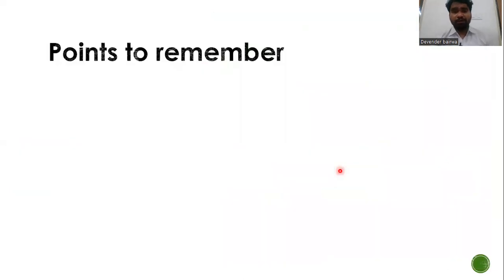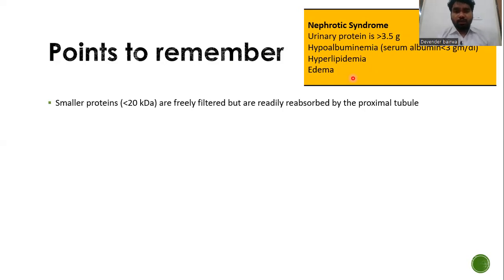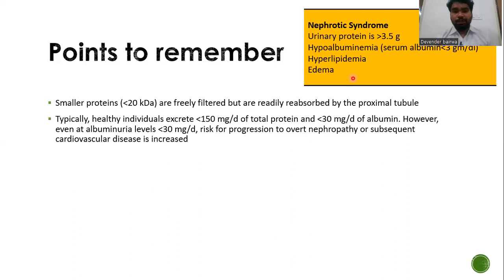So points to remember in patient of proteinuria. Nephrotic syndrome is said to be present when there is urine protein more than 3.5 gram per 24 hours. Hypoalbuminemia is there, it means serum albumin less than 3 gram. Hyperlipidemia is there, then edema is there. Suppose if somebody is having urine protein loss more than 3.5 gram per 24 hours but there are no other features of nephrotic syndrome, then we simply call it nephrotic range proteinuria. Smaller proteins less than 20 kilodaltons are freely filtered but are readily reabsorbed from the proximal tubules.